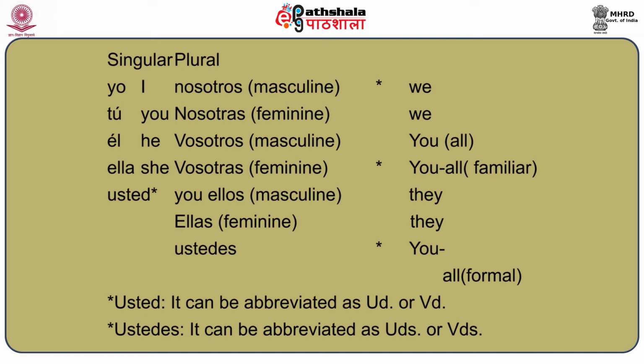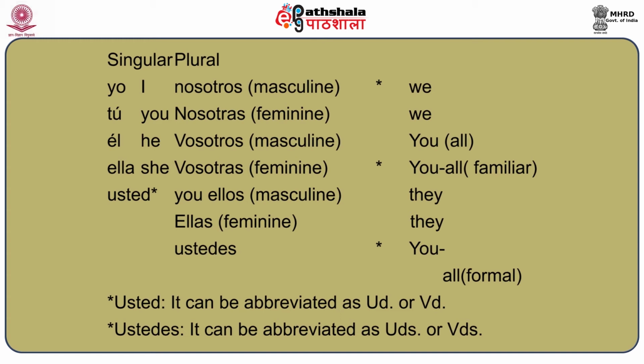But nosotros has two forms. We can be said in two ways in Spanish, that is nosotros or nosotras. Nosotros is used when we refer to more than one male, and when we refer to a group which consists of both males and females. And nosotras, meaning we, is used only when we refer to females. So if there are only females, we use nosotras.